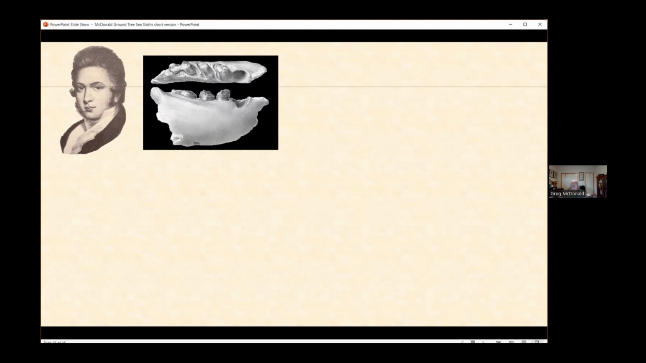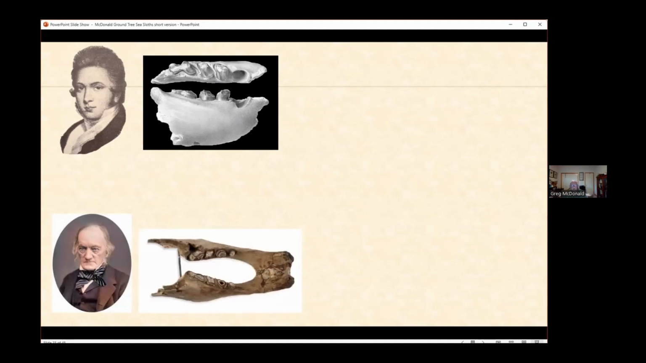So it just so happened that about a year before, Sir Richard Owen had published a monograph on the fossils from the voyage of the Beagle, specimens collected by Charles Darwin. And in it, he described a lower jaw as Mylodon darwini. And once again, you can see the lobate teeth there. And Owen immediately realized that Harlan's lower jaw was not a megalonychid, but closely related to his Mylodon darwini.